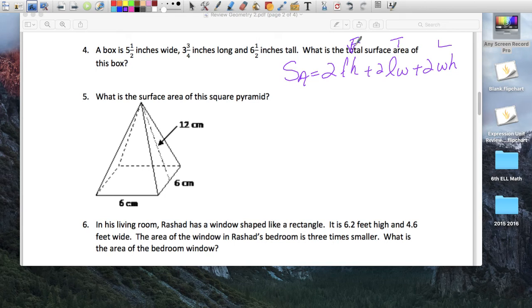So front, if there's a front, there's a back, and they are the same measurement. If there's a top, there's a bottom, and they are the same measurements. And if there's a left, there's a right, and they are the same measurement. That's why I'm multiplying by 2.